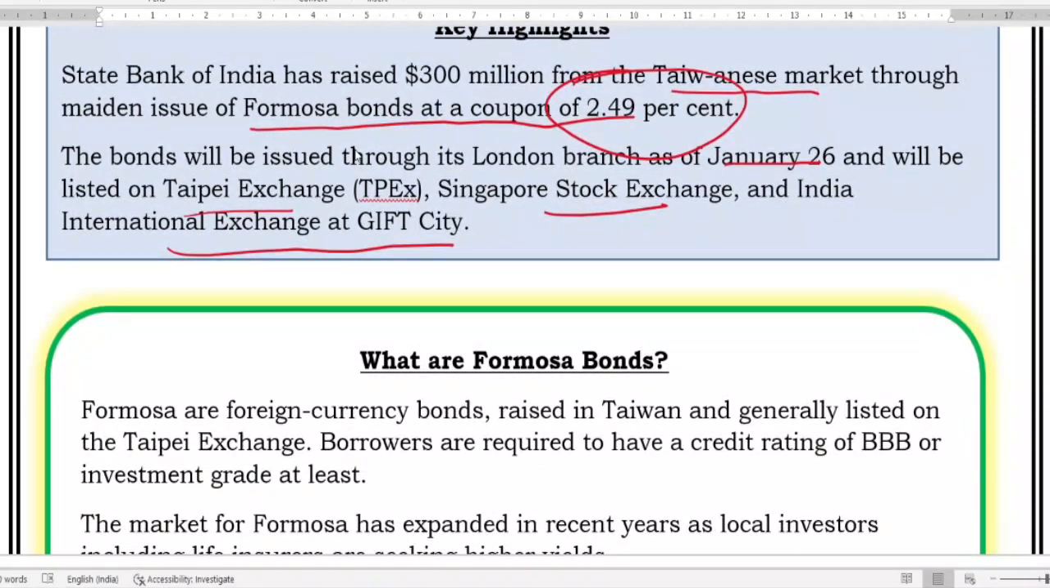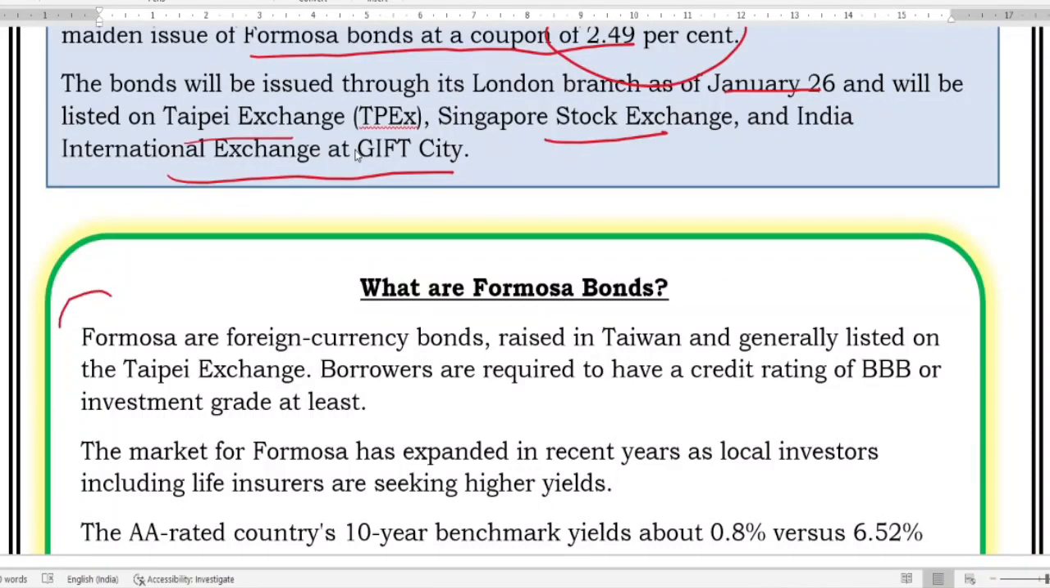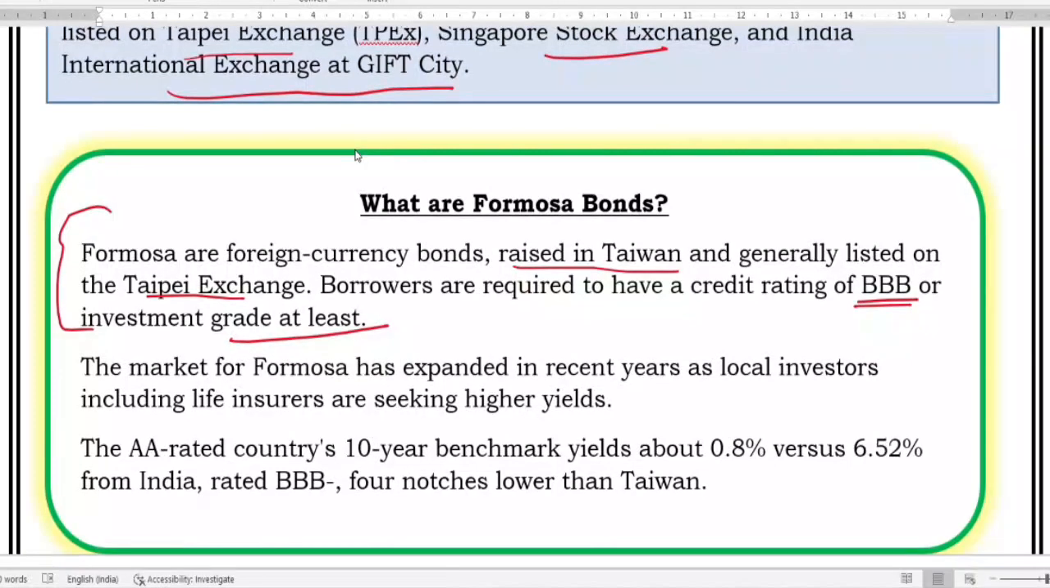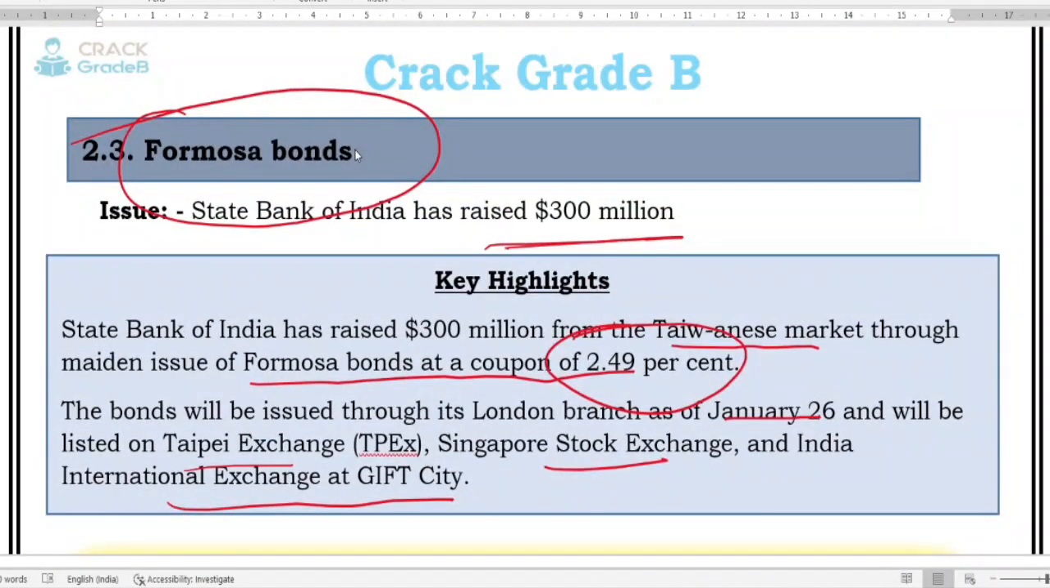Right? Now, what is a Formosa bond? Don't get so confused. A Formosa bond is nothing but a bond raised in Taiwan and generally listed on the TAPI Exchange. So they have a specific name, Formosa. That's it. Borrowers are required to have a credit rating of BBB or investment grade at least.